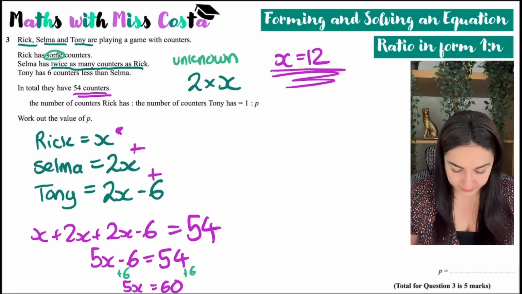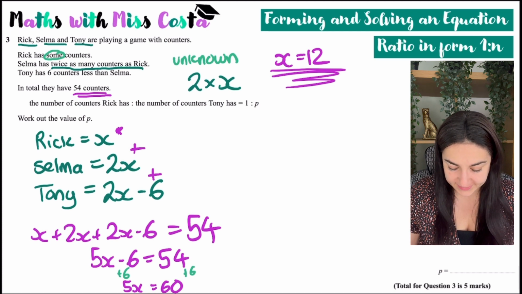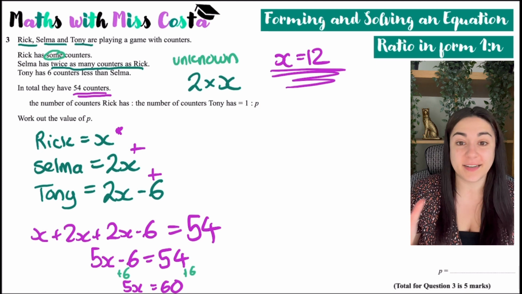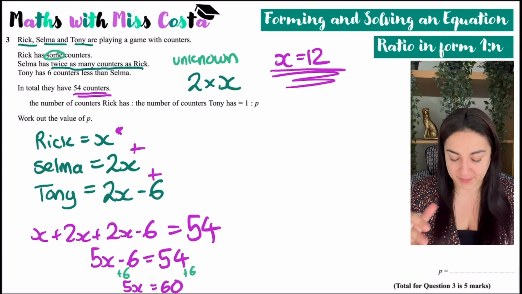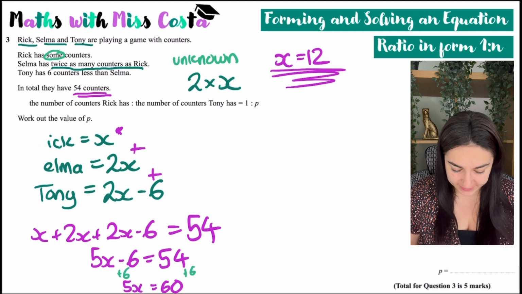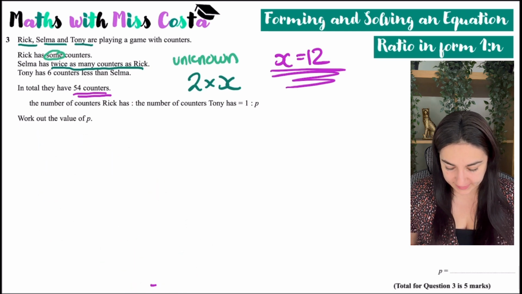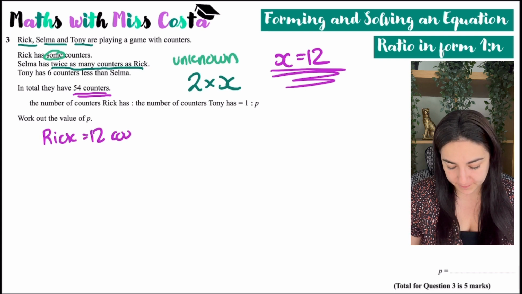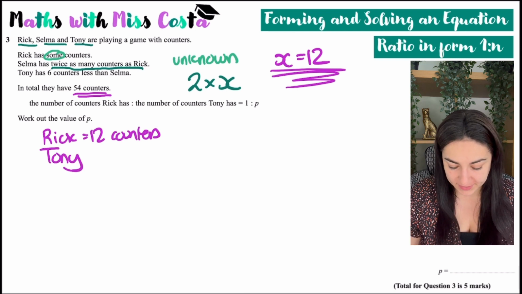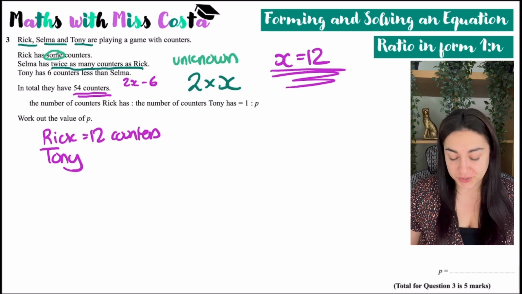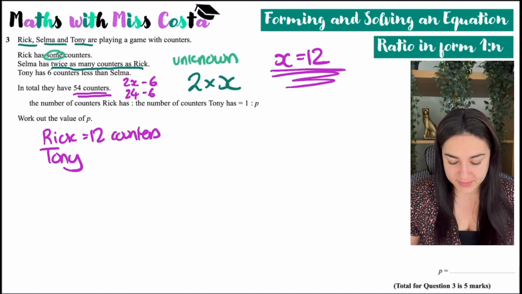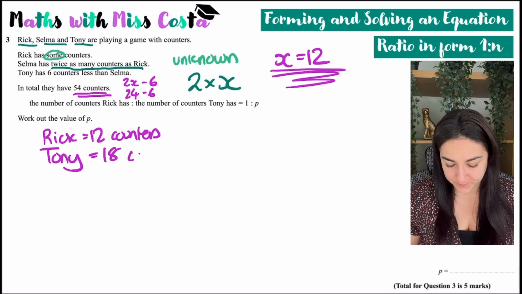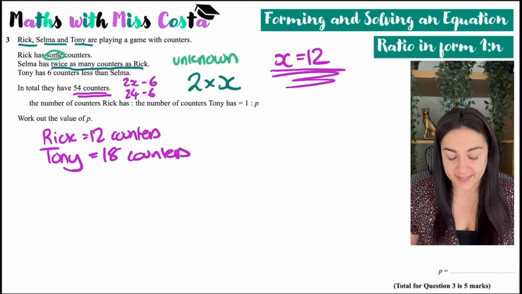So if x equals 12, I then need to write down the number of counters Rick has to the number of counters Tony has, and I need to write that in the ratio form 1 to p. So let's first work out. Rick has x counters, so I know that Rick has 12 counters. And Tony, he has 6 counters less than Selma, so his was 2x minus 6. So 2 times 12 is 24. 24 take away 6 is 18. Okay, so Tony has 18 counters.